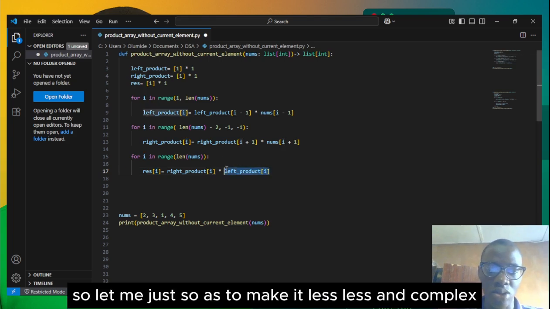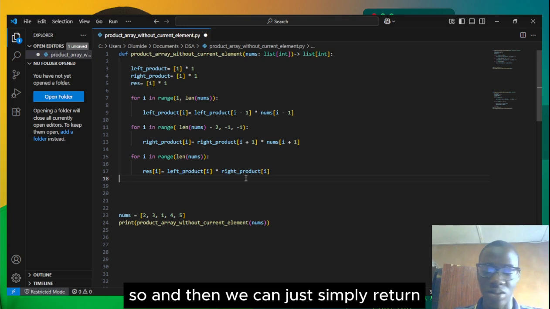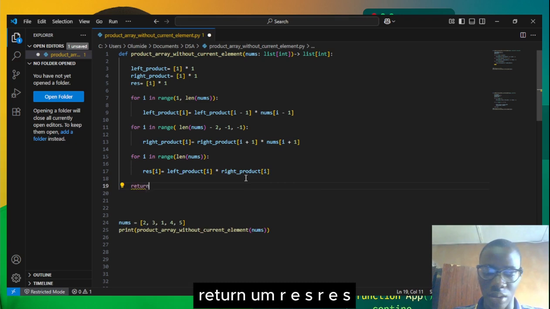So as to make it less complex, let me do it this way. I should put the times here. And then we can simply return res.